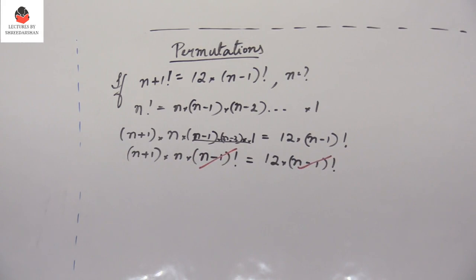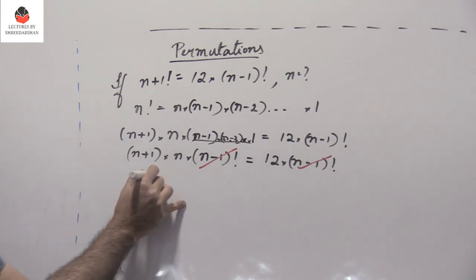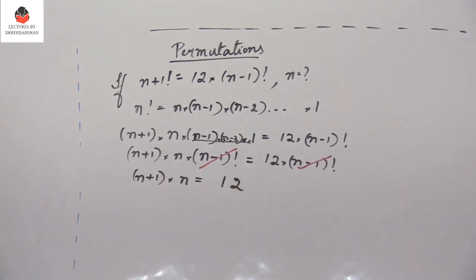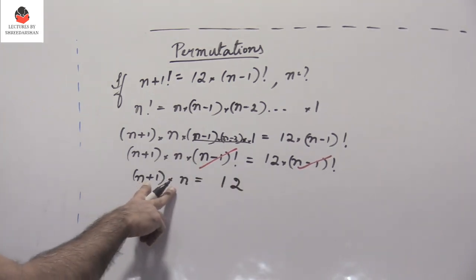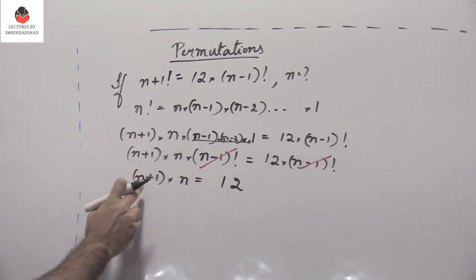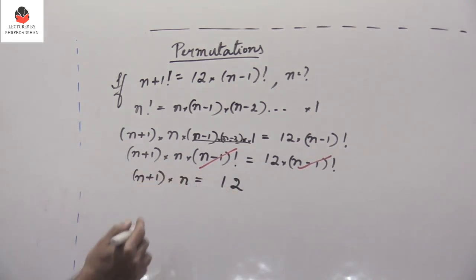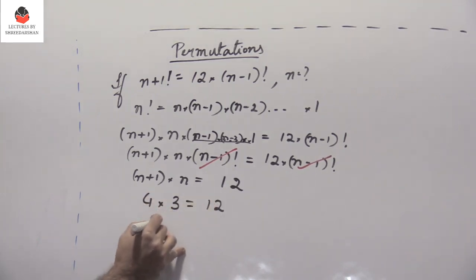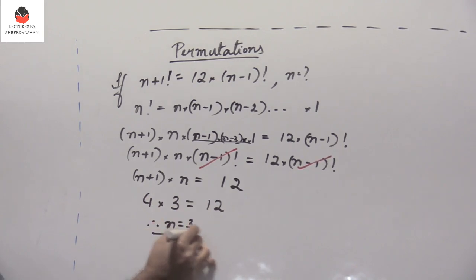So here we have n plus 1 into n, which is going to give me 12. So the product of two numbers should be 12, right? So what are those two numbers? We know that 4 into 3 equals 12. So therefore n is equal to 3.